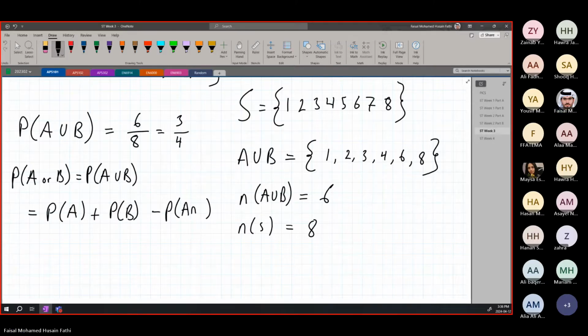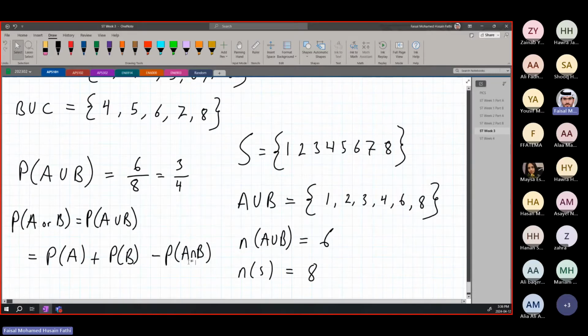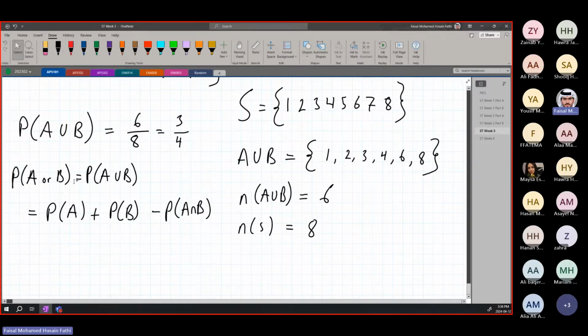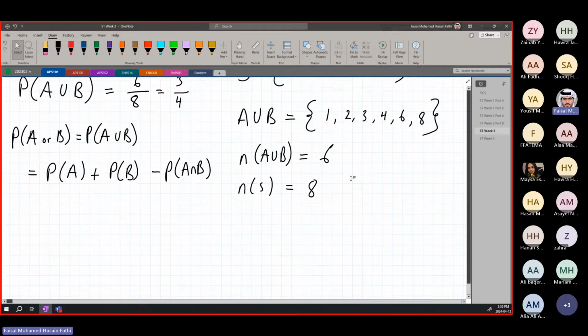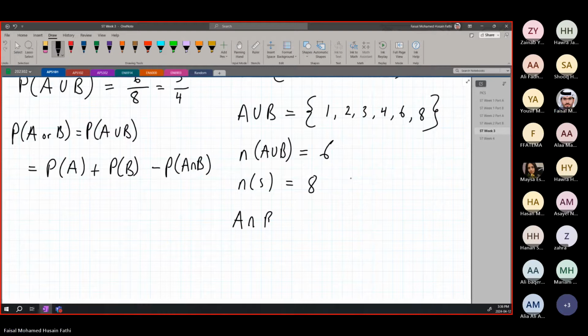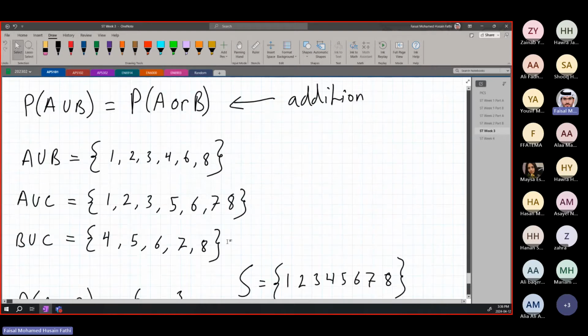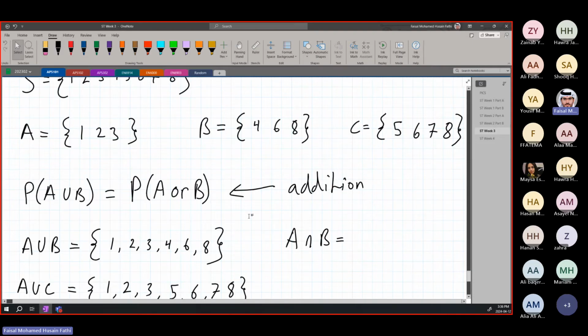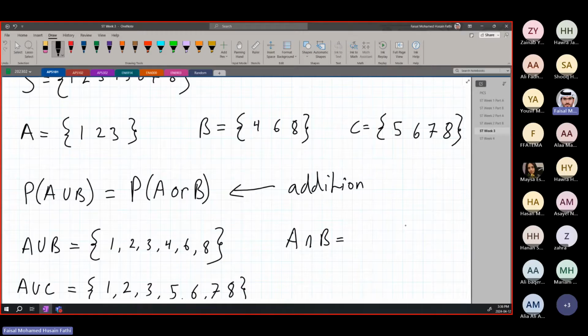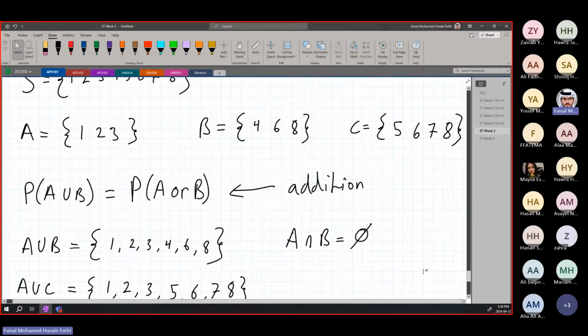All right. So what does this mean? This means that the probability of A or B occurring is going to be equal to the probability of A occurring plus the probability of B occurring minus anything common in between them. Because remember, intersection means the common between them, something that is available in both A and B. So in this case, what is A intersection B? Or let me go back upwards. Over here, what is A intersection B equal to? If we look at A and B, A is 1, 2, 3. B is 4, 6, 8. So A intersection B, there's nothing in common. So it is an empty set, if you remember. It's phi.